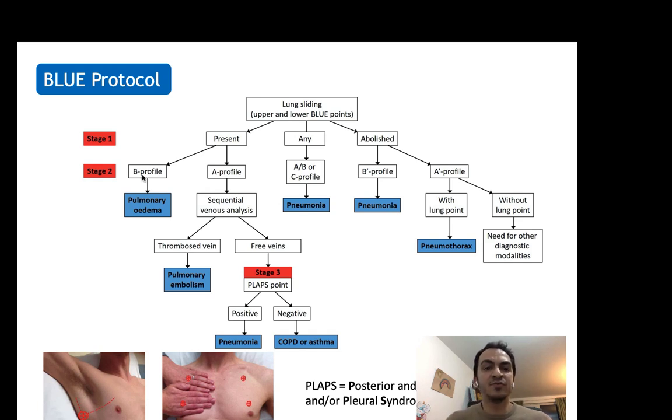Are there B lines or not? If I see B lines, which is named the B profile, then I would consider the possibility of pulmonary edema. And if I see A lines, I need to check the deep veins. Is there evidence of DVT? If the answer is yes, I consider the diagnosis of pulmonary embolism. If there's no evidence of DVT, I move to stage 3 of the BLUE protocol, which is looking at the posterior and/or lateral alveolar and/or pleural syndrome, labeled as the PLAPS.